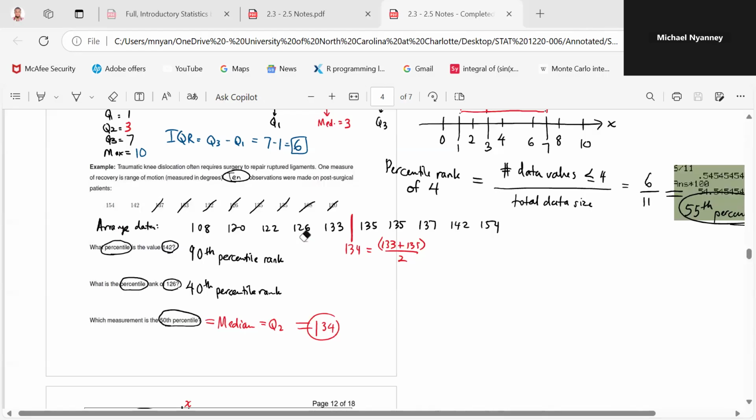Now, which measurement is the 50th percentile? Note that I told you that the 50th percentile is the median. So it's the same as Q2. So you locate the middle part of your data set. But if you count this data set, it's an even number of data points. So then the median will be the sum of what? The 5th and the 6th divided by what? 2, and that is 134. So 134 will be what? Your median. 134 will be your median. Okay, so that's the 50th percentile.